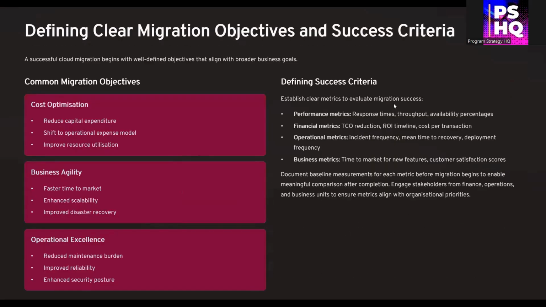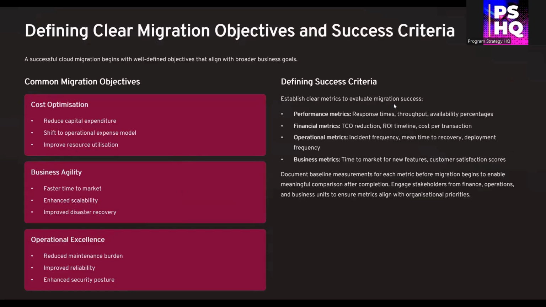Without clear objectives, migration efforts can drift or miss the mark. So start by defining why you're migrating. Most organizations fall into three broad categories: cost optimization, reducing capex, improving utilization, and moving to an OPEX model; business agility, speeding up time to market and improving disaster recovery; operational excellence, reducing maintenance, boosting reliability, and strengthening security.